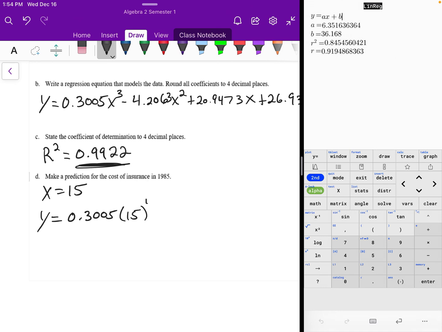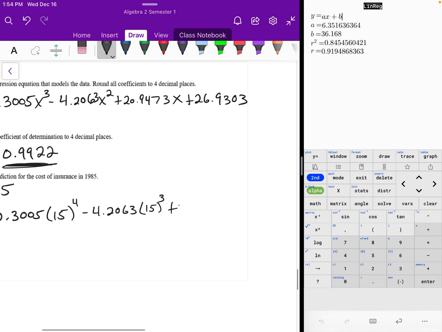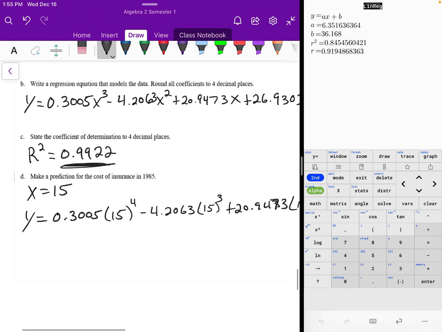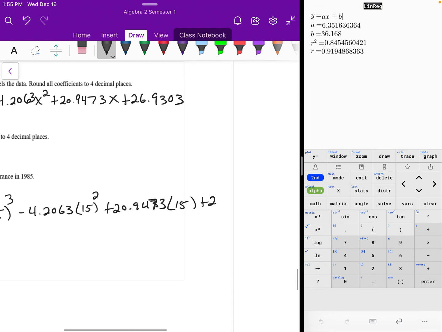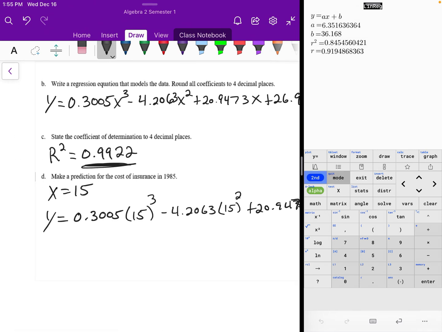0.3005 times 15 to the 4th minus 4.2063 times 15 cubed plus 20.9473 times that 15. Oh, I got my exponents wrong here. 3, 2, 1, and then finally plus that 26.9303. Now, when you are doing this, what I would do is put everything in parentheses on the calculator. So put that in parentheses, put that in parentheses.